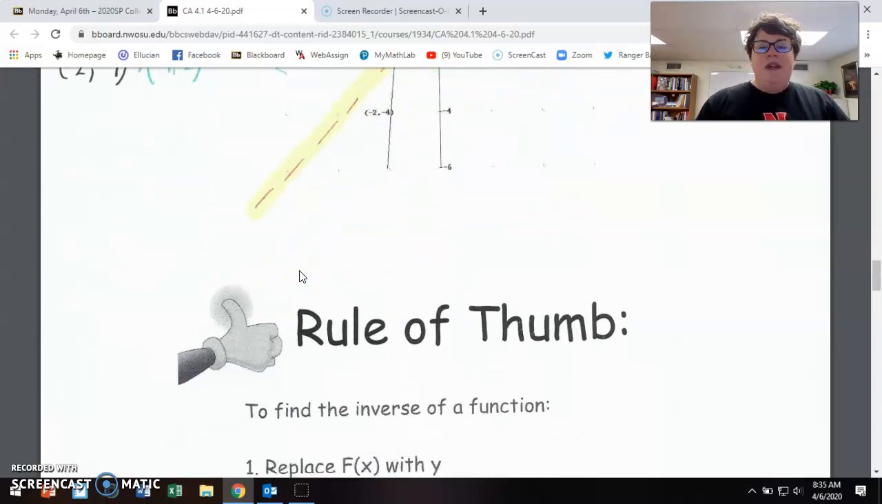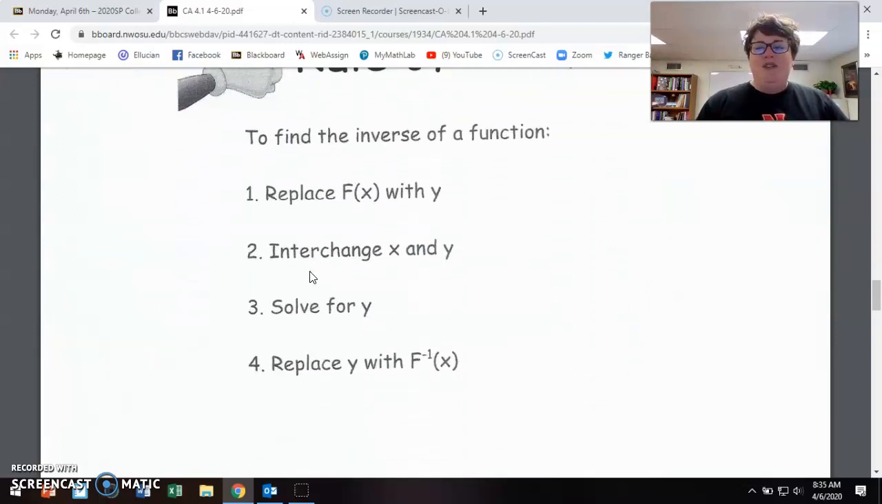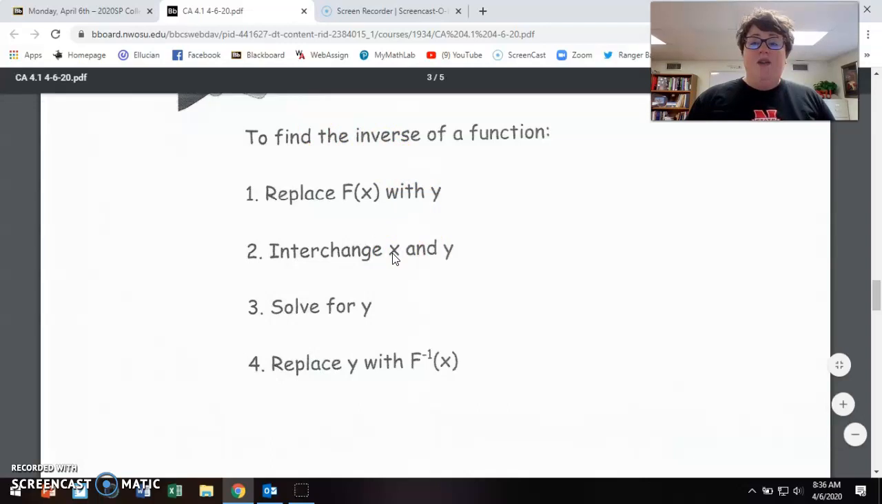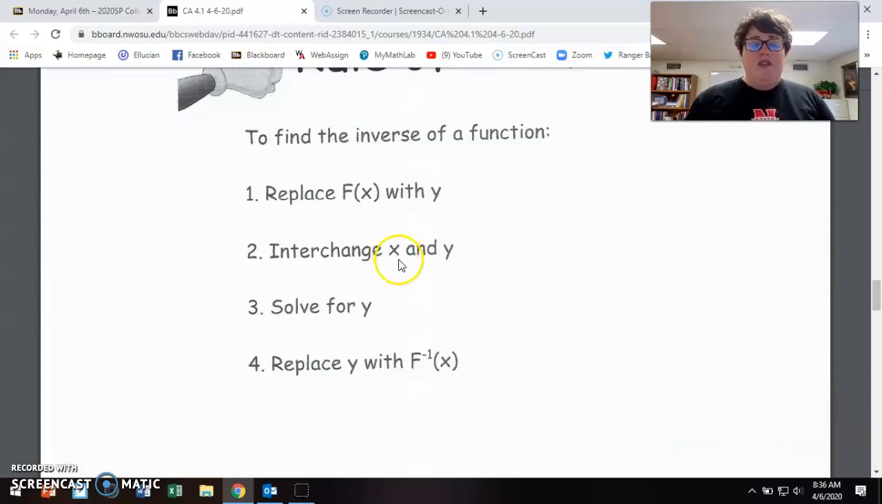Okay, the last thing about inverses is how do I find an inverse? There are 4 steps. First of all, you want to replace your function name with y. This can be f of x, g of x, h of x, any of those that we've worked with previously in chapter 2. So replace it with y, and then interchange x and y. Where there's an x, put a y. Where there's a y, put an x. Solve for y, and then replace y with this function notation right here.